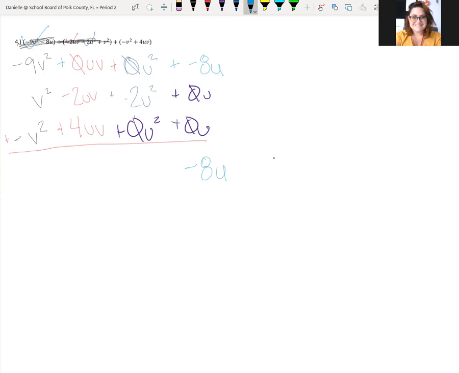Second one's going to be pretty easy too. 0 plus negative 2 plus 0. And I have negative 2u squared. These last three are going to be a little bit more difficult. So I'm going to go ahead and put it in parentheses. We'll have 0 plus negative 2 plus 4 uv. And we also have negative 9 plus 1 plus negative 1 v squared. Negative 9 plus 1 minus 1. I noticed plus 1 minus 1 cancels out. So I would just be left with negative 9v squared.